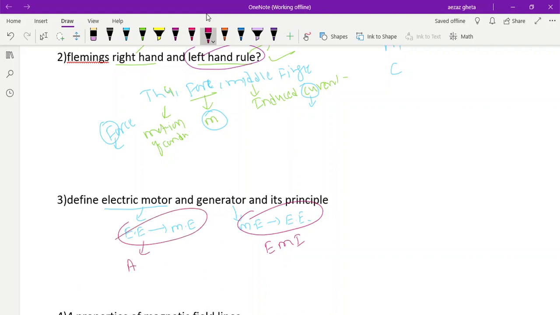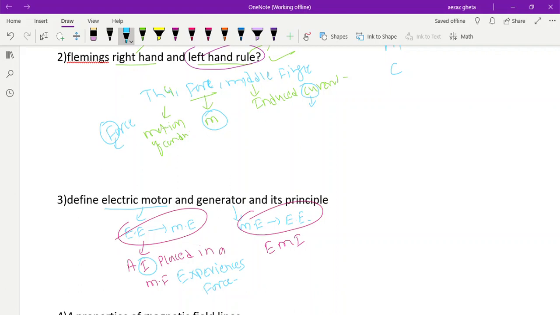A current carrying conductor placed in a magnetic field experiences a force. What does it do? Experiences a force. Understood? A current carrying conductor placed in a magnetic field experiences a force, meaning it starts to rotate.